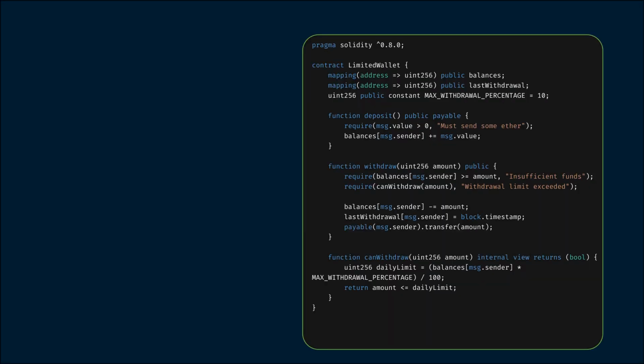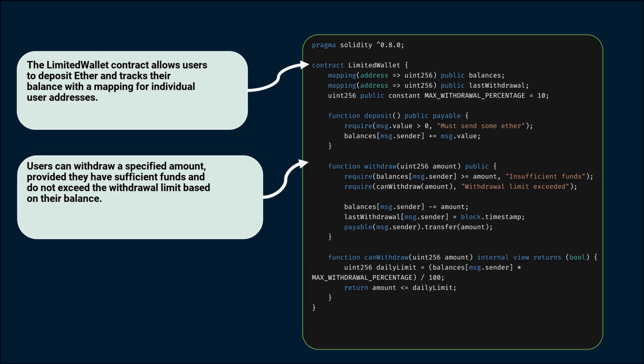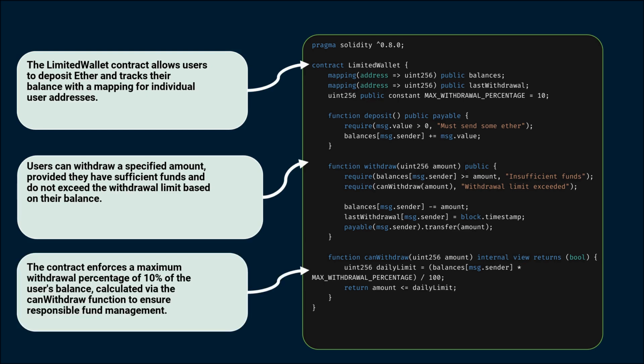Now let's take a look at how to implement a digital wallet that enforces transaction limits. We start with a contract named Limited Wallet, which contains a mapping for user balances and another mapping to keep track of the last withdrawal time for each user. A constant variable specifies a maximum withdrawal percentage, capped at 10% of the balance. Next, we will implement deposit and withdrawal functions.